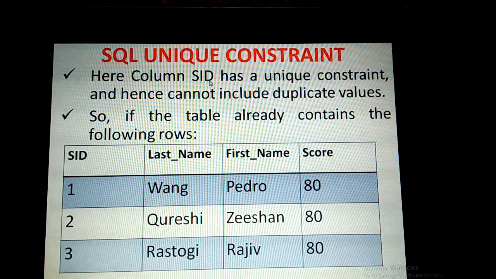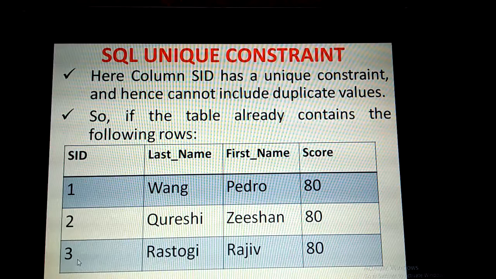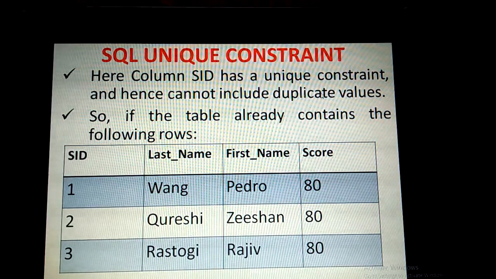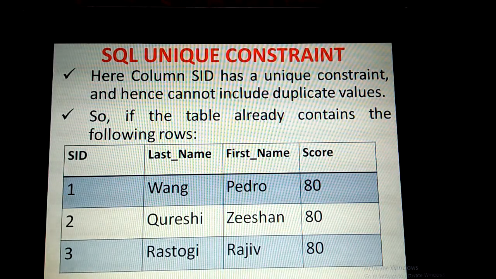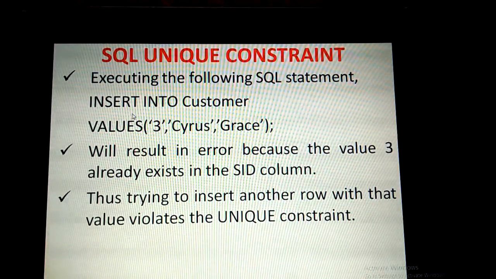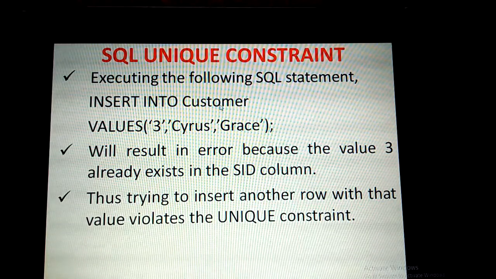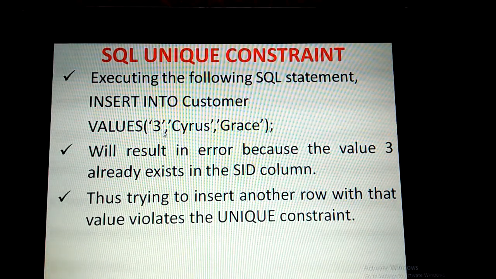So here the column SID has a unique constraint, and hence cannot include duplicate values. That means we should not give a repeated value: 1 should not repeat again, 2 should not repeat again, 3 should not repeat again anywhere in the table. So duplicate, that is repeated, values should not appear in the unique constraint column SID. So if the table already contains the following rows, and now we are trying to insert into customer values 3, the next row we are going to include like this.